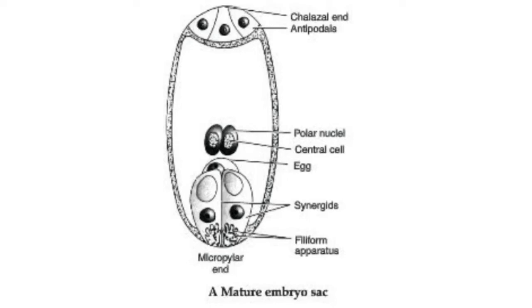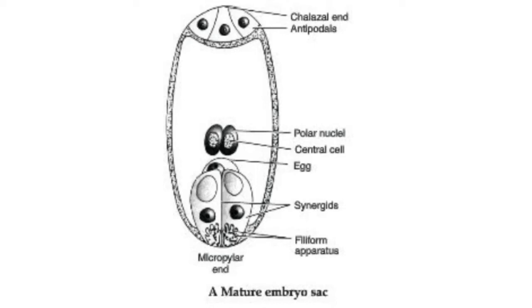Now, the female gametophyte, that is the embryo sac. In general, the development of an embryo sac is monosporic, for example Polygonum. In this type of development, only one megaspore, situated towards the chalazal end, remains functional, while the remaining three megaspores gradually degenerate and disappear.